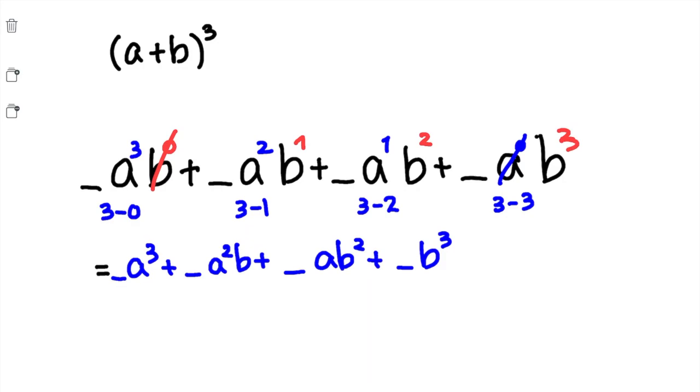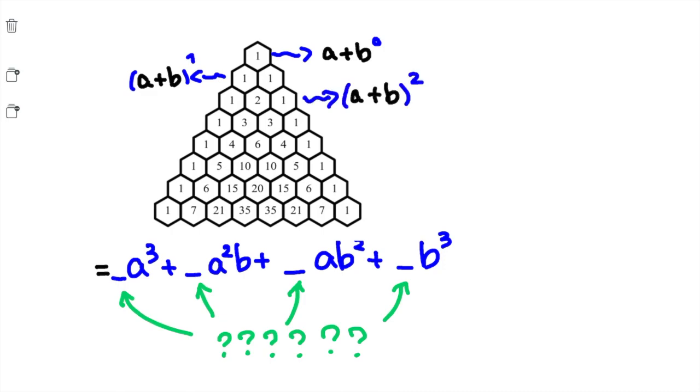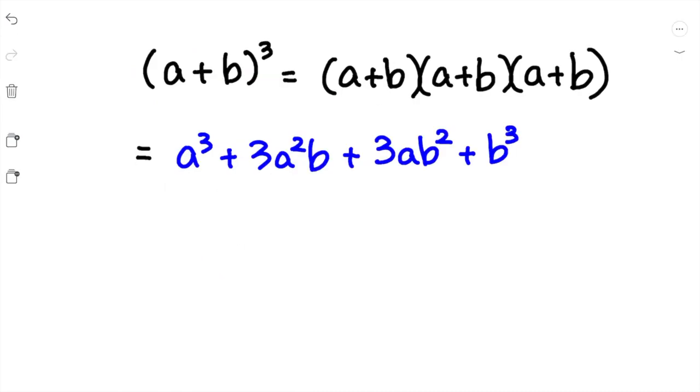But you may have realized that we haven't touched on the coefficients yet. Well, the coefficients are a lot simpler. They're just numbers from Pascal's triangle. The first row is for an exponent of 0, the second for 1, the third for 2, and we see that the numbers on the fourth row exactly correspond with the coefficients we got for our exponent of 3.